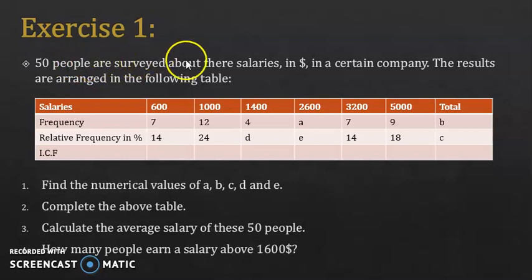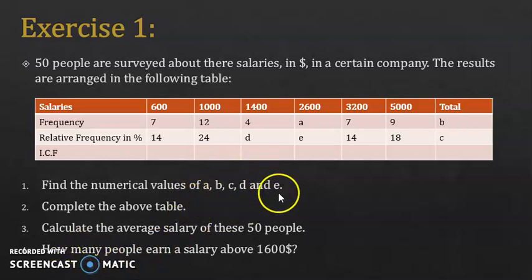50 people are surveyed about their salaries in dollars in a certain company. The results are arranged in the following table. So pause this video and take your time to read this table carefully. In this table, you have the salaries, which range between $600 and $5,000, and you have the frequency, some of the frequencies because this one is unknown, for example, and you have some of the relative frequencies in percentage. Now, the first question: find the numerical values of A, B, C, D, and E.